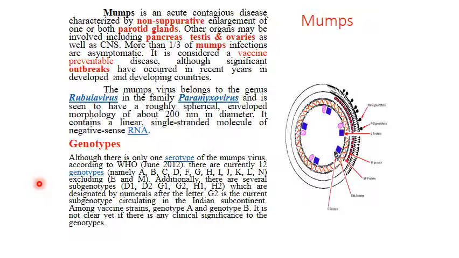More than one-third of mumps infections are asymptomatic. It is considered a vaccine-preventable disease. As I said earlier, these viruses, the paramyxoviruses, are antigenically stable, so it can easily be prevented by vaccine administration. Although significant outbreaks have occurred in recent years in developed and developing countries.